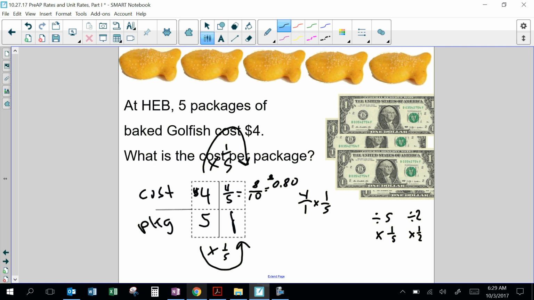If you do not like multiplying by the scale factor of 1/5, you could divide by 5. What is 4 divided by 5? Can 5 go in 4? 0 times. Annex a decimal and a 0. Can 5 go in 40? 8 times. That's where you get the 80 cents for every one package.